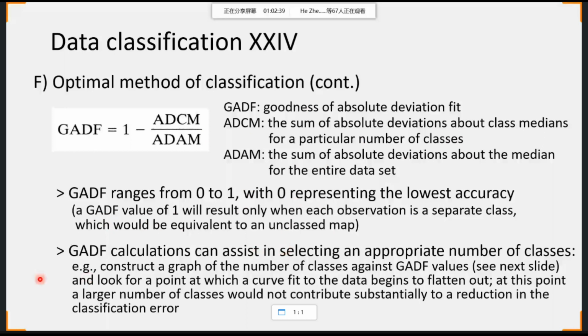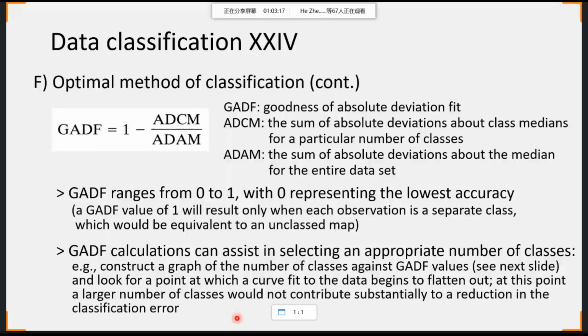The GADF calculations can assist in selecting an appropriate number of classes. So this is what we want to know. How many classes are best for a certain data set? For example, construct a graph of the number of classes against GADF values in the next slide, and look for a point at which a curve fit to the data begins to flatten out. At this point, a larger number of classes would not contribute substantially to a reduction in the classification error.